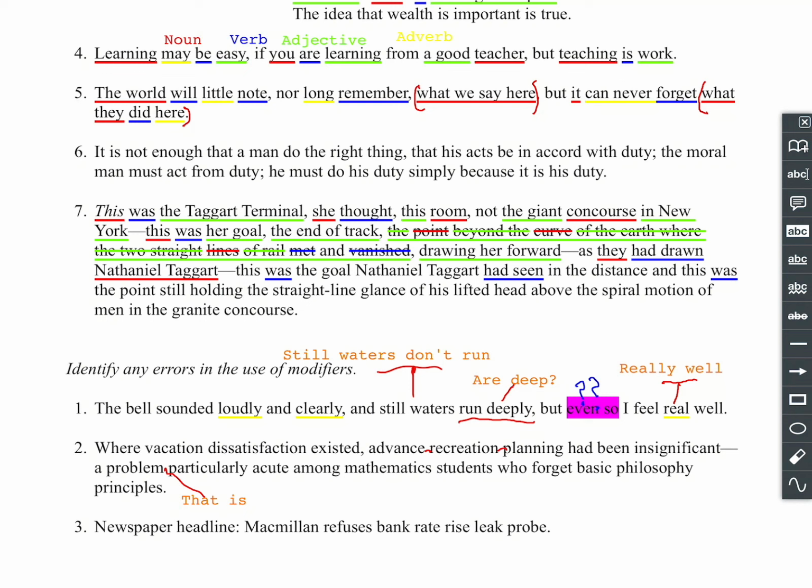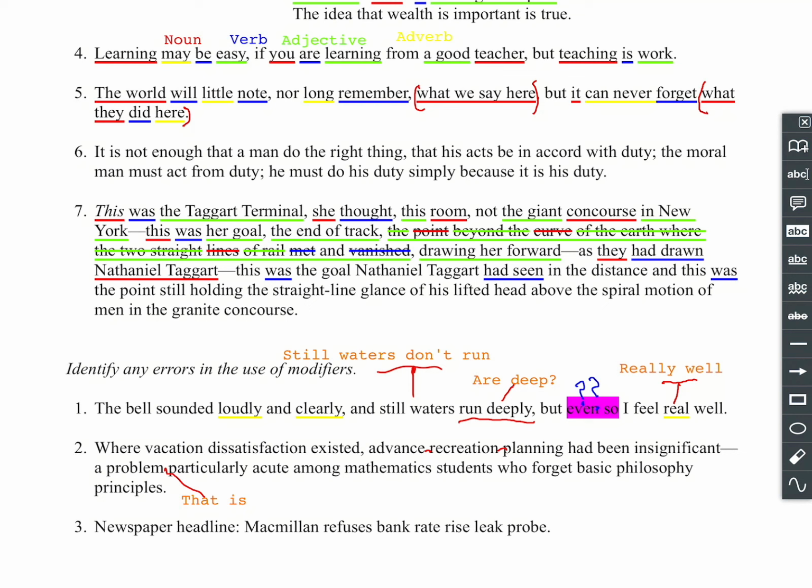So it's like where the mold existed, mushroom picking had been insignificant. A problem that is, or that was, particularly acute among mushroom pickers who are lazy or who hate mold. I think the actual syntax is all right.